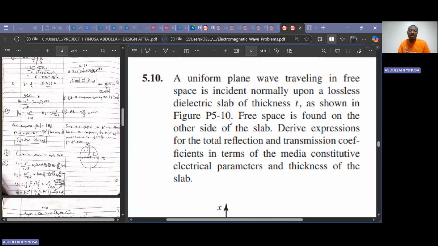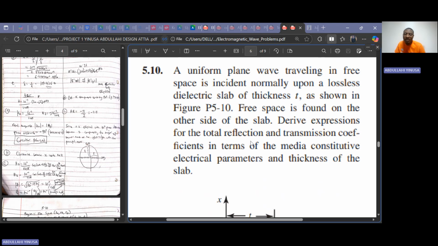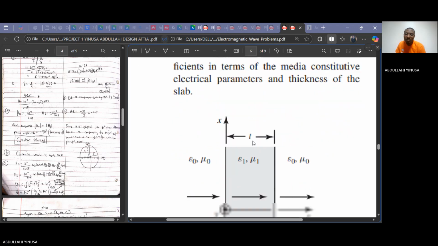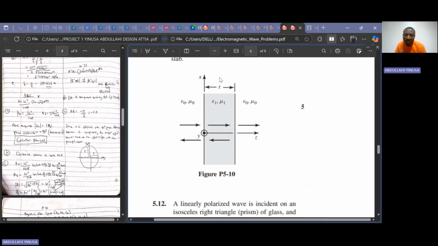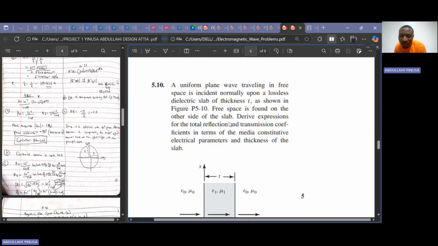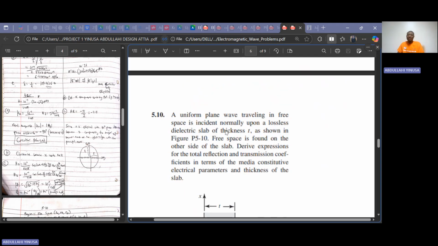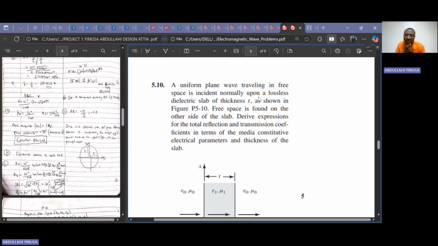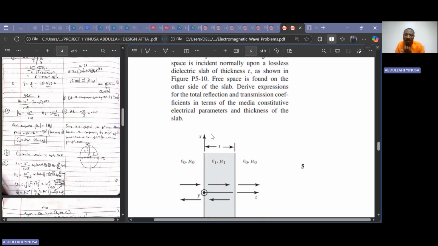Now we have spent around an hour going through this. Now problem 5.10. They gave us a diagram and they asked us to find the reflection and transmission coefficient. I've told you the formula for calculating the reflection coefficient, and then the transmission coefficient is just obtained by adding 1 to it. Then from the diagram, the slab is incident normally on a lossless slab.